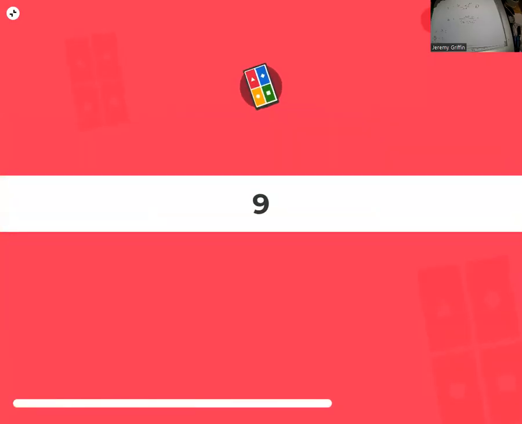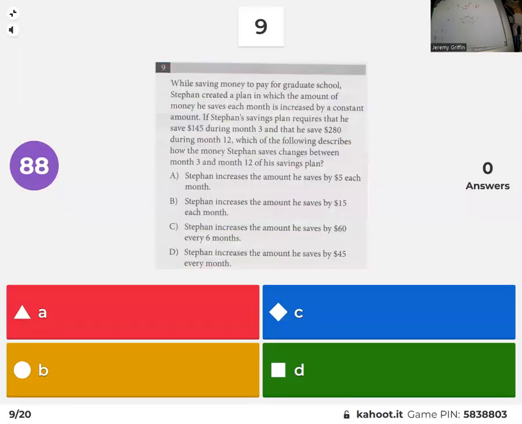Number 9. While saving money to pay for grad school, Stephen created a plan in which the amount of money he saves each month is increased by a constant amount. So he's saving more. If his savings plan says $145 during month 3 and $280 during month 12, then which of the following describes the money he will save, how much that changes between month 3 and month 12? How much does that increase every month?